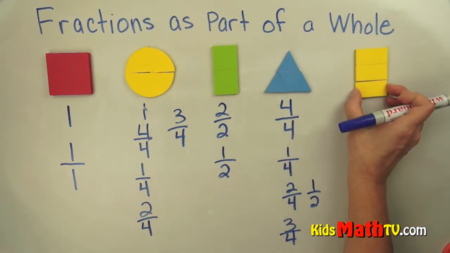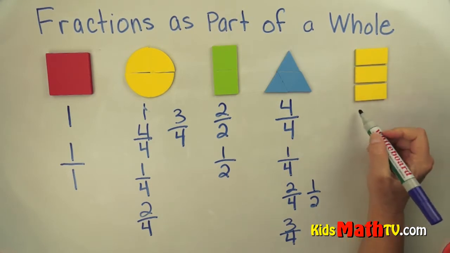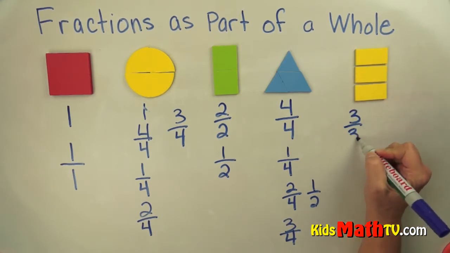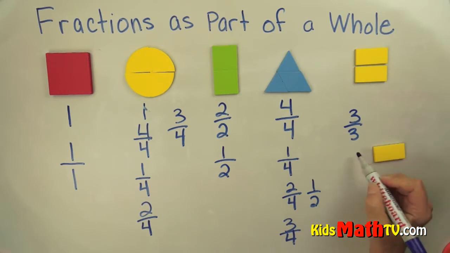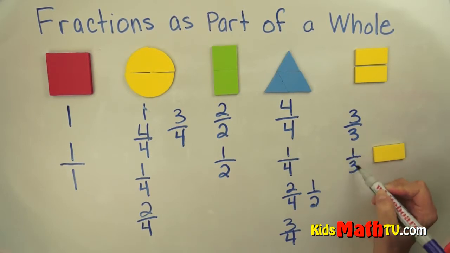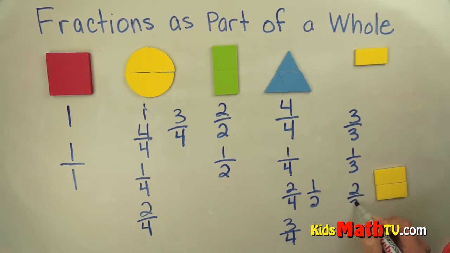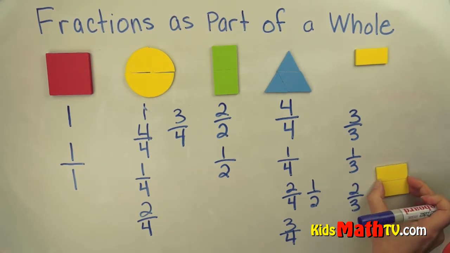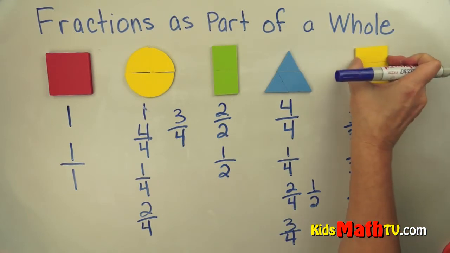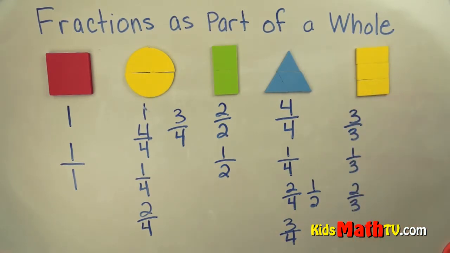One more quick example. This rectangle is split into 3 pieces, so the whole thing is 3 out of 3. I can take 1 out of the 3 pieces and have 1/3. Or I can take 2 out of the 3 pieces and have 2/3. Or put it back together and have the whole. And that's the end of our lesson on fractions as part of a whole.